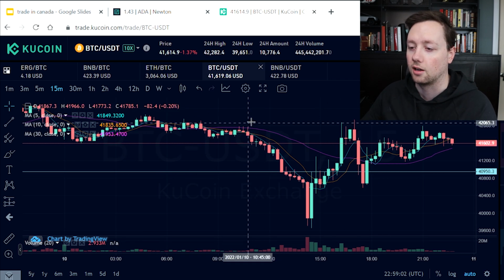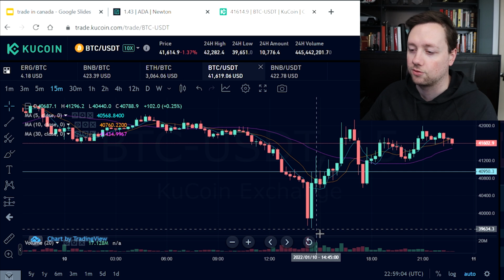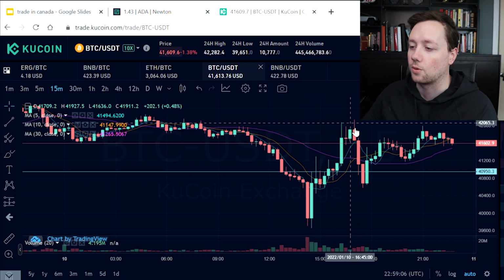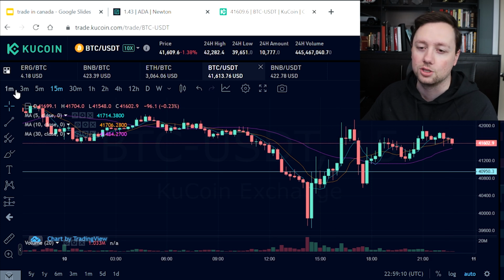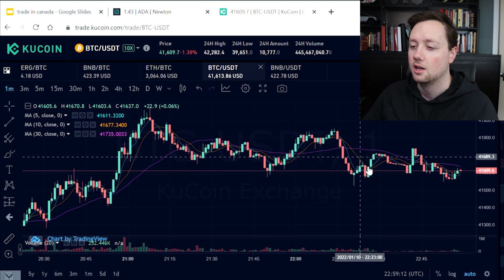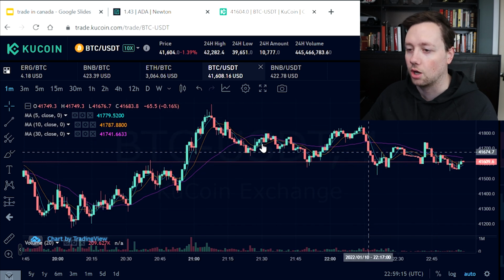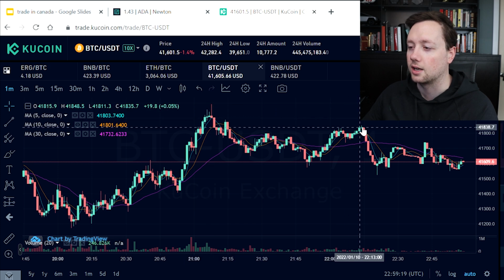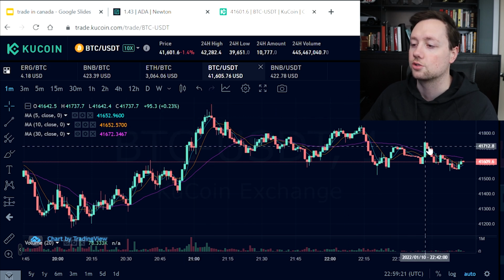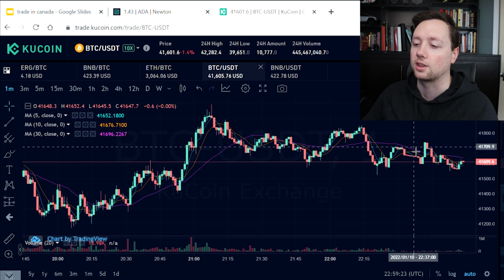And so as you can see here, we came all the way down to around $39,000. We worked our way back up, and now we're sort of starting to trade sideways over the last little while. And if we zoom into the 1 minute candles here, we can see that we're actually starting to go lower. You can see we've got a high here right around 41,900, and then it drops down to 41,800, and again it drops down to 41,700.